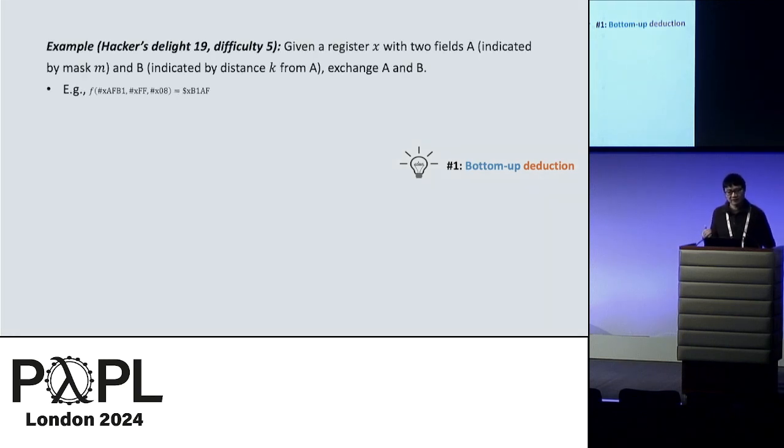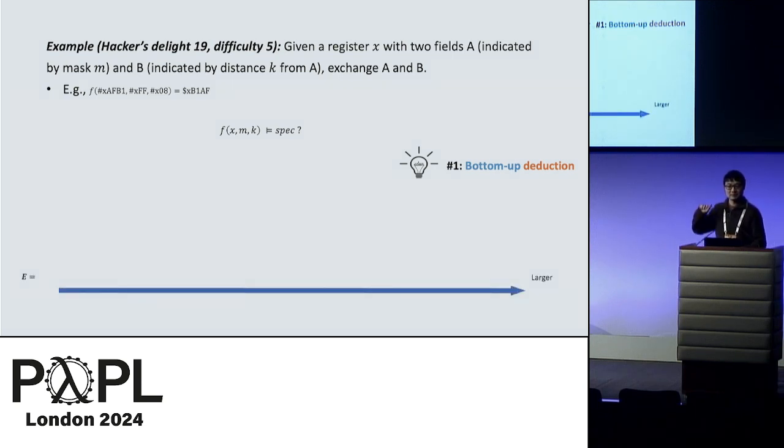So what does that mean? Let's take a look at a different example. Hacker's Delight, example number 19, difficulty level 5. I put the example here, but you don't really have to understand it. All you need to know is that you want to synthesize a function with 3 parameters, x, m, k, and the arrowed bar shows the order of search if we follow the size order strictly. If you search along the way, at some point you can find the expected solution, but you have to search an astronomical number of candidates before you can hit it.